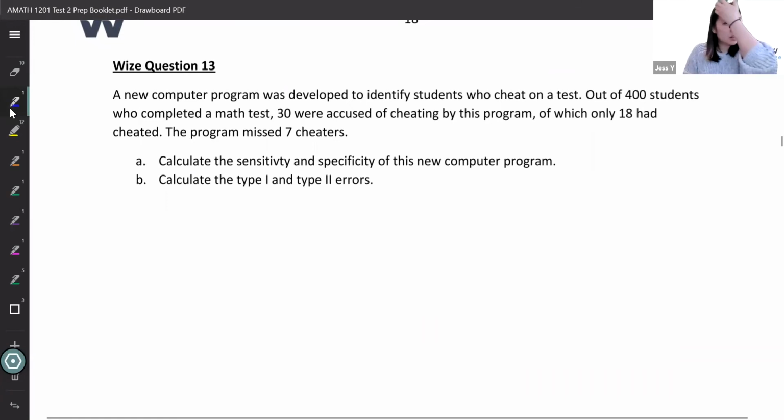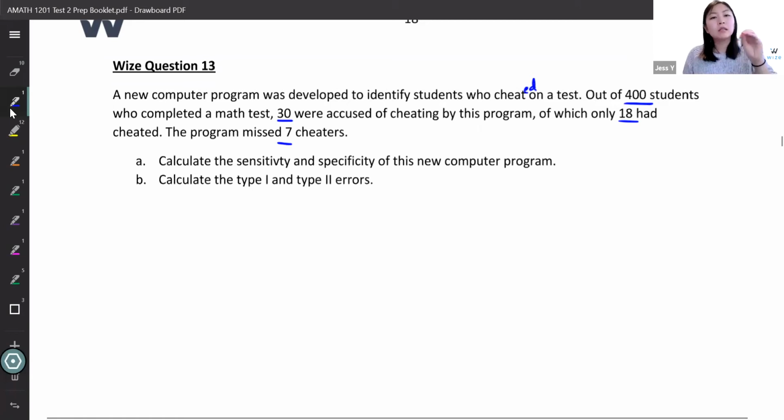So this question here, we have a new computer program that was developed to identify who cheated on a test. Out of 400 students who completed a math test, 30 were accused of cheating by the program, of which only 18 had actually cheated. And the program missed 7 cheaters.